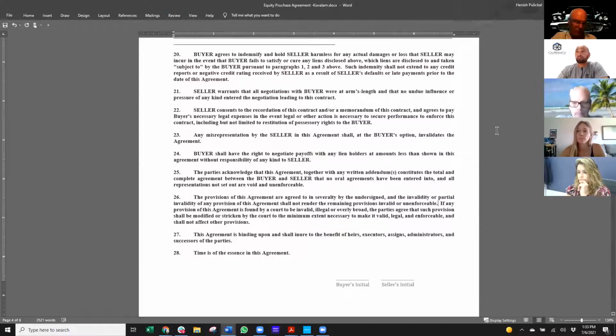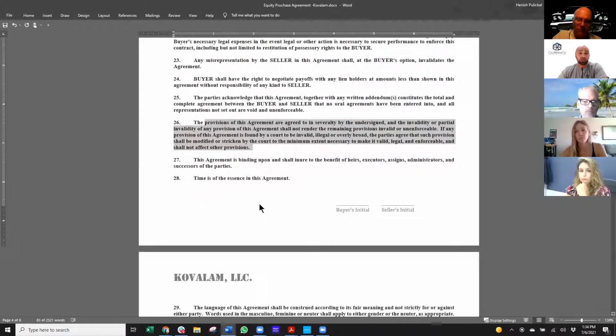Okay. Yep. If any provision of this agreement is found by a court to be invalid, illegal, or overly broad, the parties agree that such provision shall be modified, right? We're going to change that agreement or that term, or stricken by the court to the minimum extent necessary to make it valid, legal and enforceable, and shall not affect the other provisions. Make sense? So if someone says, nope, we reviewed this and the court found that term 21 is invalid, we have to change it and make it more valid, and it doesn't invalidate the whole contract.